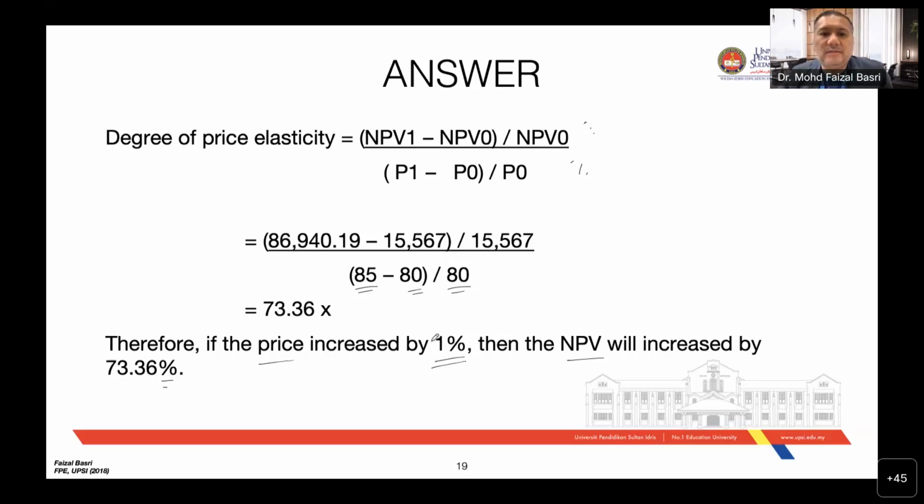So it's quite huge, eh? By percent, change by 1%, the NPV will increase more than 50%. It's almost three quarters, 3/4 of 100%.